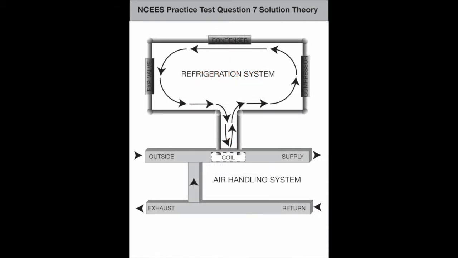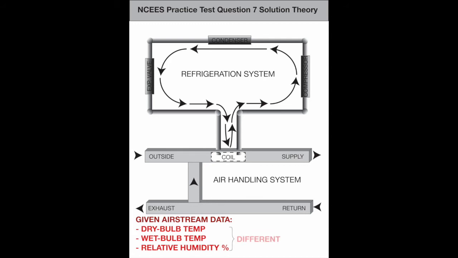Looking at the information provided in the question and its accompanying schematic, it should be obvious that you have outside air mixing with return air, which is then cooled by the coil to become supply air. Notice you're given data for these air streams, such as dry bulb and wet bulb temperatures and relative humidity percentage, all of which are different. This means that the coil changing the air condition is engaged in total heat transfer.